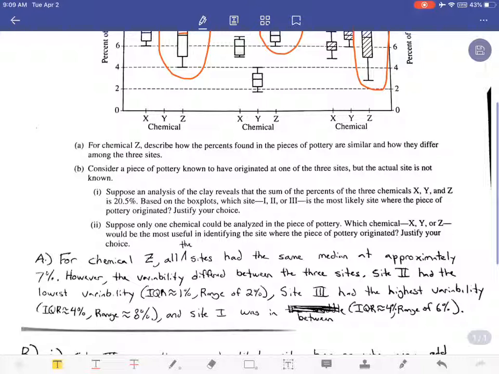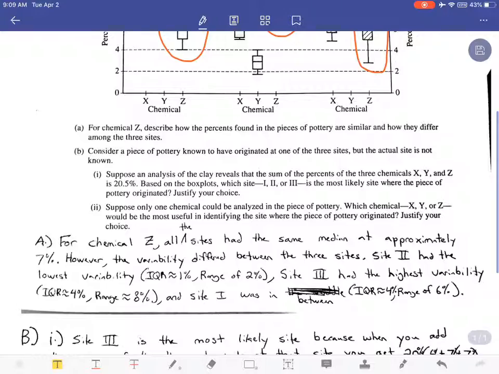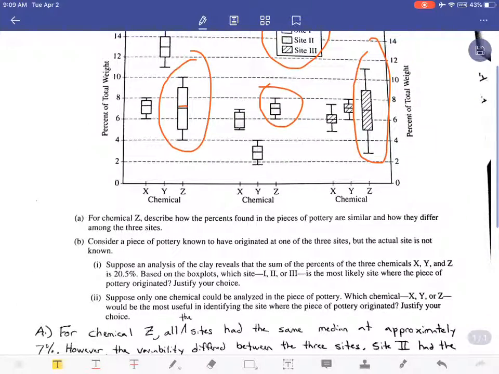So if somebody was just reading your written response, they know what you were talking about, not just random medians or interquartile ranges or variability. The same thing, I'm including the site numbers in my second sentence, so I have context in every single sentence, and it's also concise. So that's the things they want to make sure that you have in your response. Talk about one thing that's similar, talk about another thing that's different, and then make sure you have context, nice concise sentences. Let's move on to part B now.